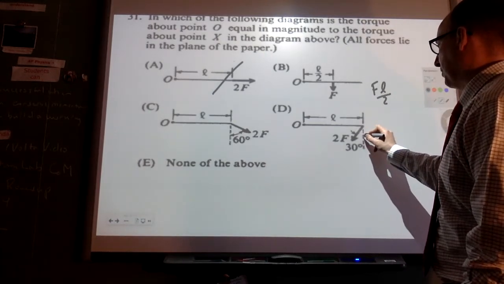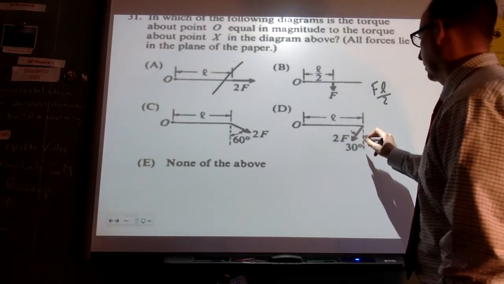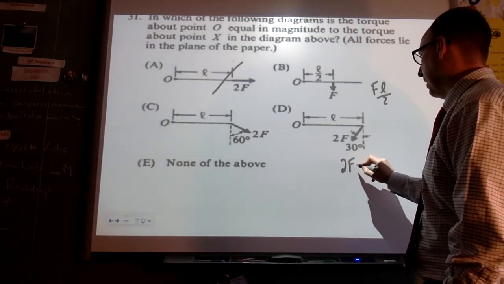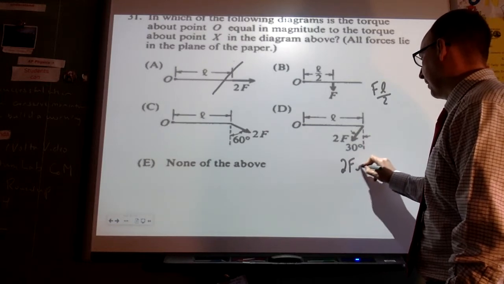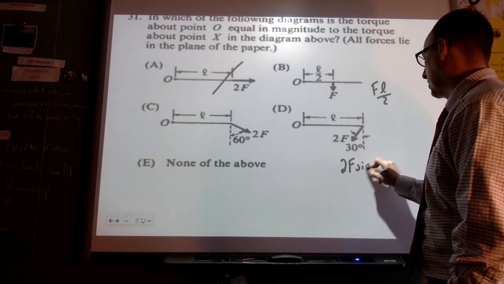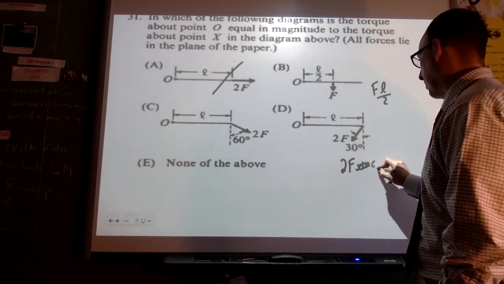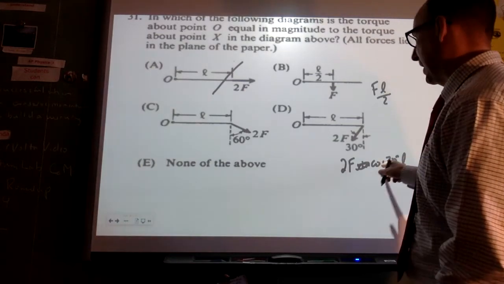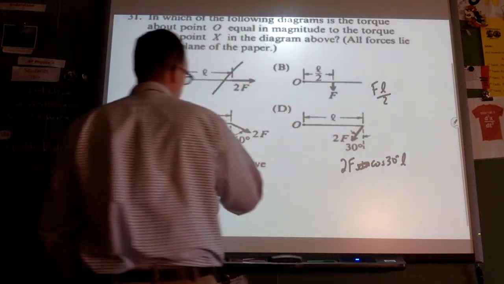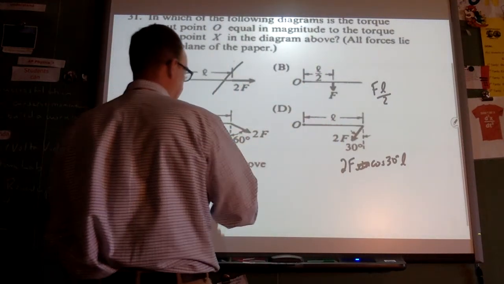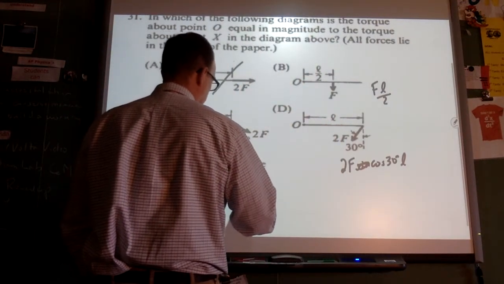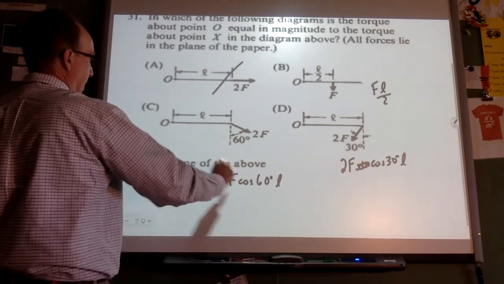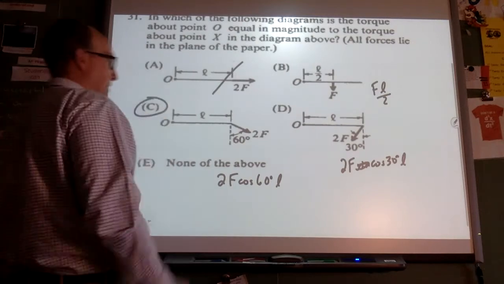If this is 30, then this one would be 2F cosine, right? Because the adjacent side would be perpendicular. Cosine of 30 times L, which that's not 1/2. So this would be cosine of 60, which that is F. So I would have 2F cosine of 60, which is 1/2. So 1/2 times 2 is 1, so it's C.